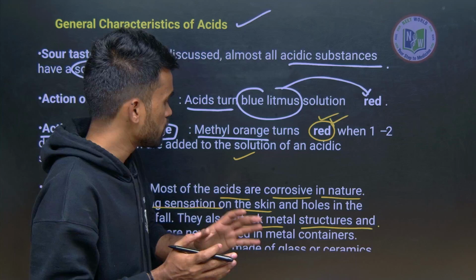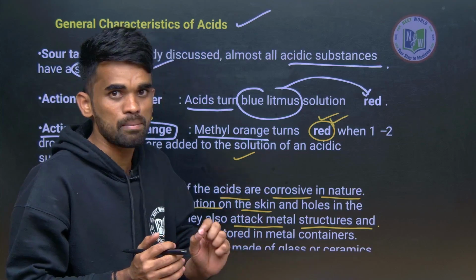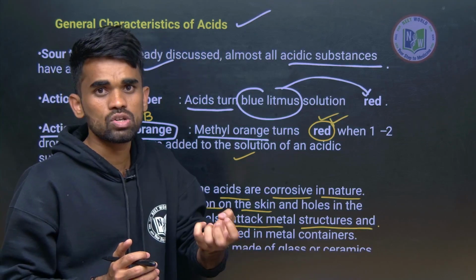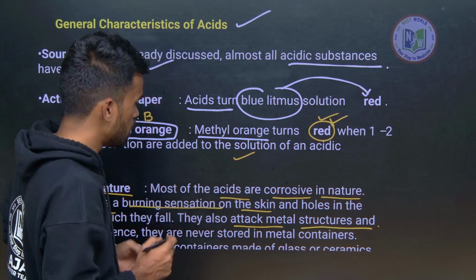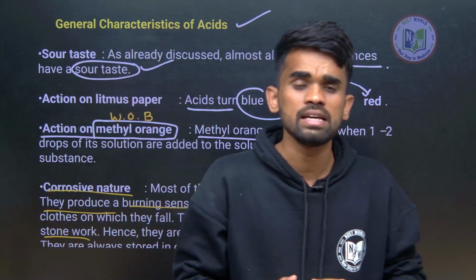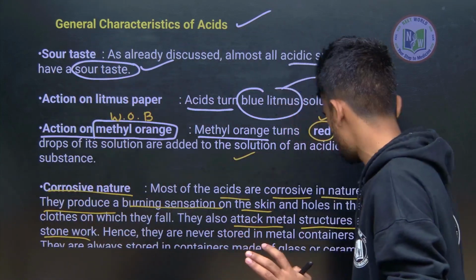So it is always better to keep acids in ceramic or glass containers only. Acid should always be stored in what? In glass containers or in ceramic vessels. Okay, I hope it is clear.